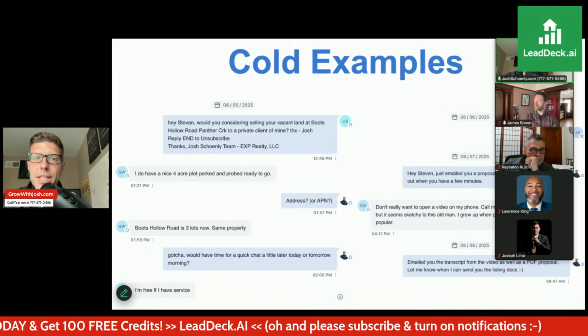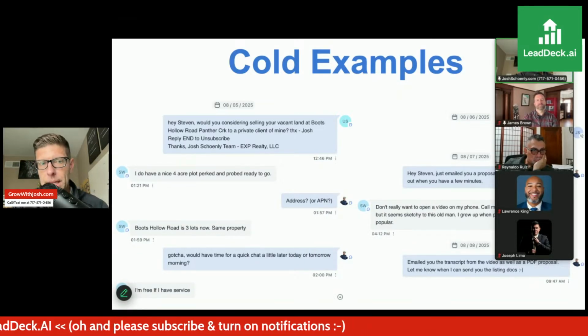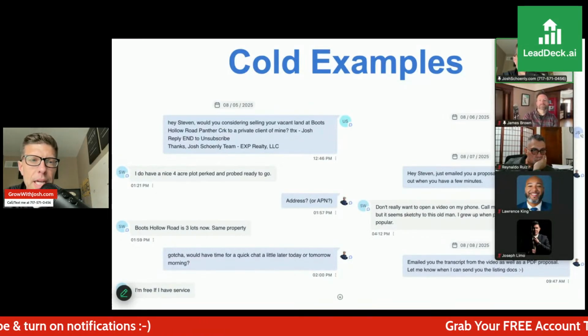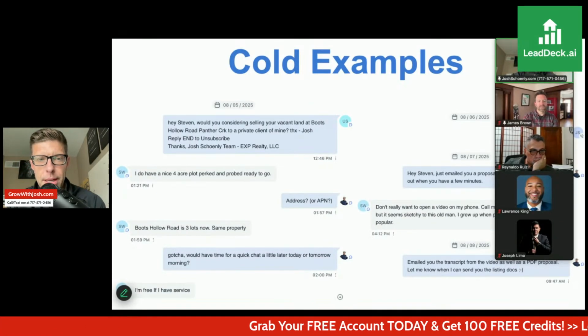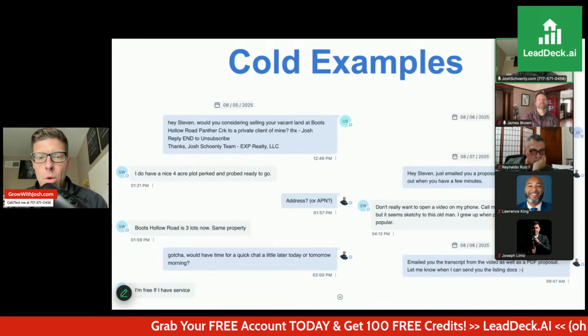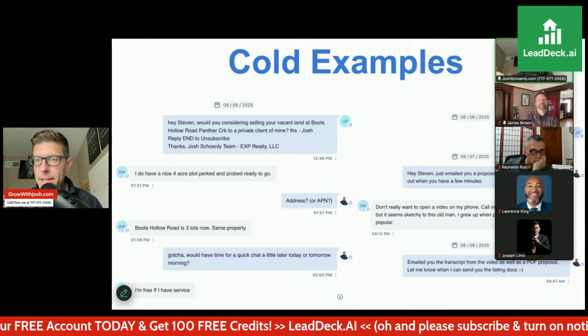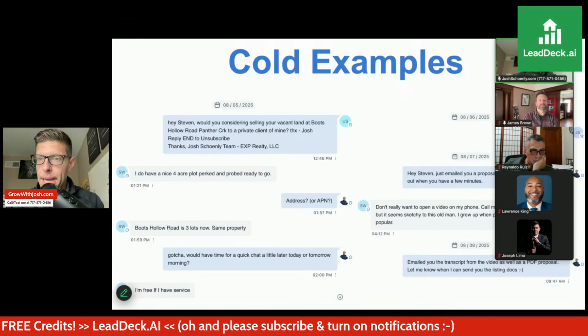Would you consider selling your vacant land at street address or, in this case, it wasn't a specific number, it was on Boots Hollow Road, to a private client of mine. I do have a nice 4-acre plot, perked and probed, ready to go. We had this text exchange. The pivot, right? Here's what you have to do on cold outreach by text or email.